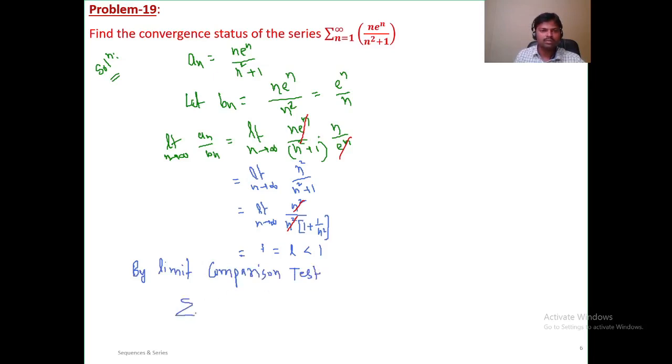So series bn's status I want. Both converge or diverge together, right? So series bn is e power n by n. Our goal is to find the convergence status of this series now. Now let us find the convergence status of this. So here bn value I got.